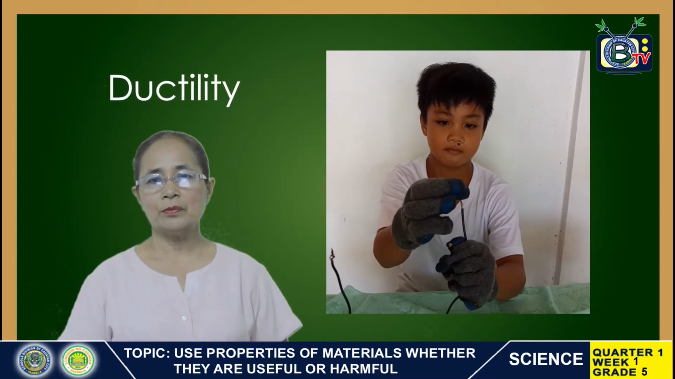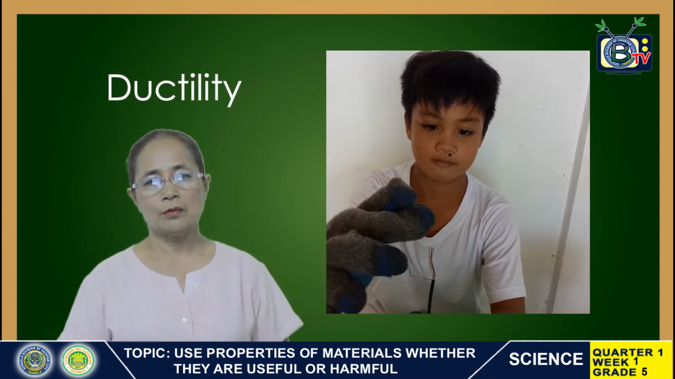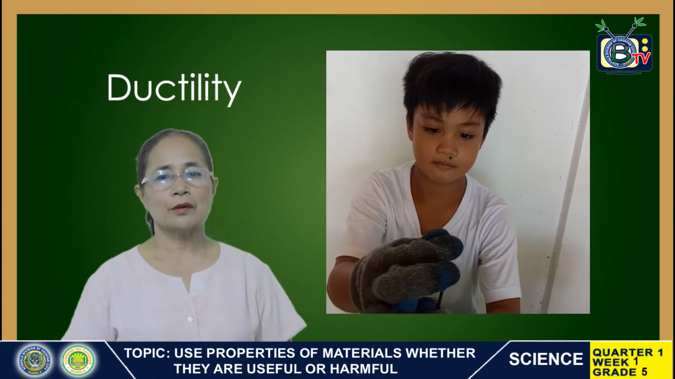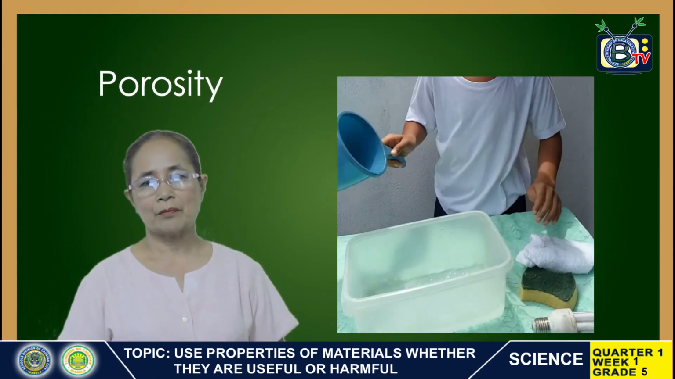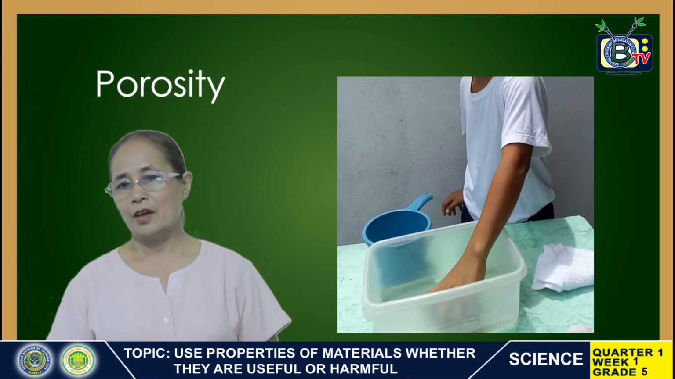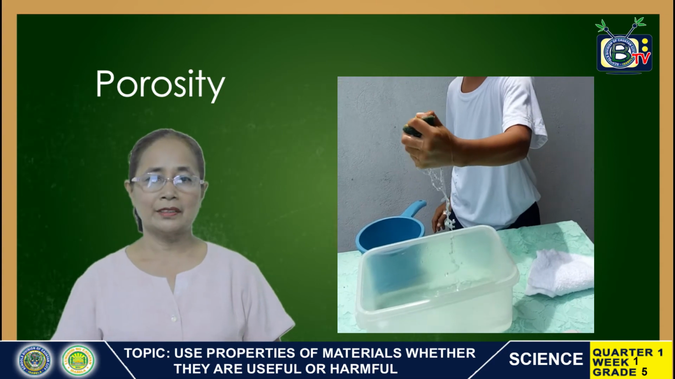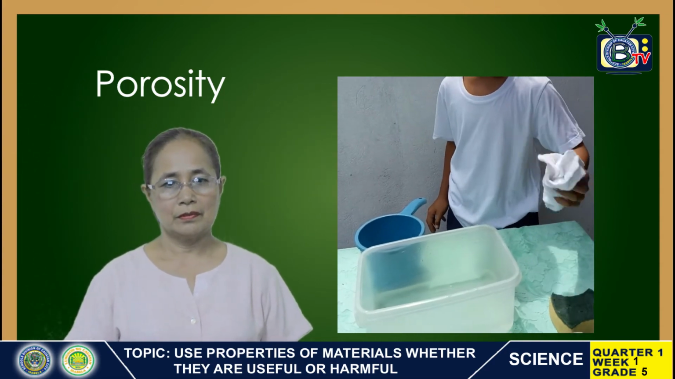Ductility is the ability of a material to be drawn into thin wires. This is why most electrical wirings are made of metals. Porosity: some materials such as paper and cloth can absorb liquid well. Porous materials have plenty of spaces inside where liquid can be absorbed.